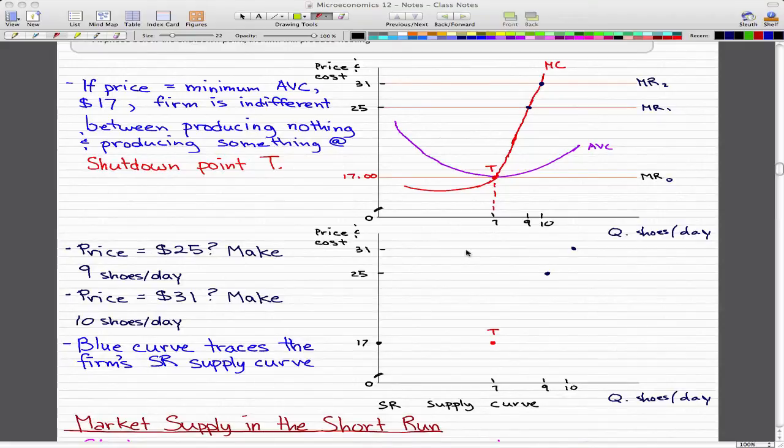So if we can get more than $17, then of course we will make more, because in that case we will cover our average variable costs in addition to covering some of our fixed costs. So the amount that we will lose is less than it would be if we just shut down the whole operation and just paid the total fixed cost.